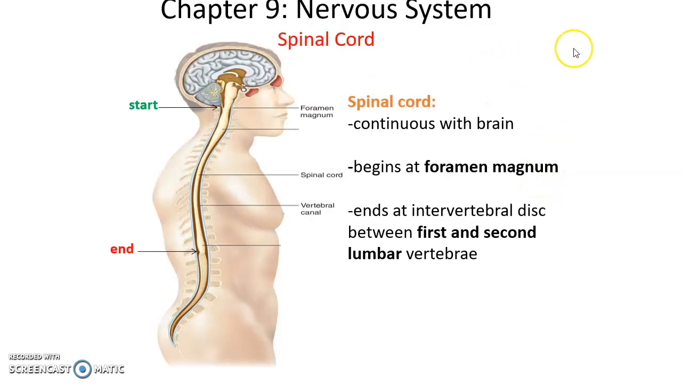So, the spinal cord. The spinal cord is a nervous tissue structure that is continuous with the brain, and the spinal cord officially begins at the foramen magnum. As soon as nervous tissue exits the foramen magnum, it is now spinal cord. The spinal cord then ends around the intervertebral discs between the first and second lumbar vertebrae. The spinal cord does not travel the full length of the vertebral canal.